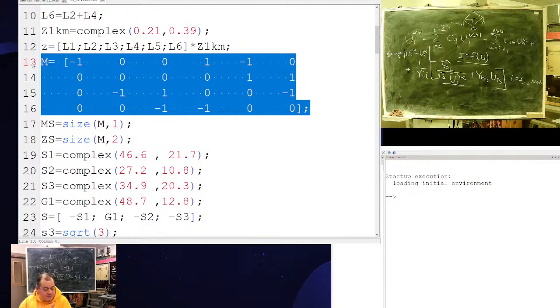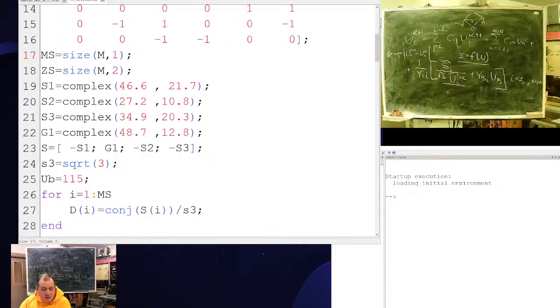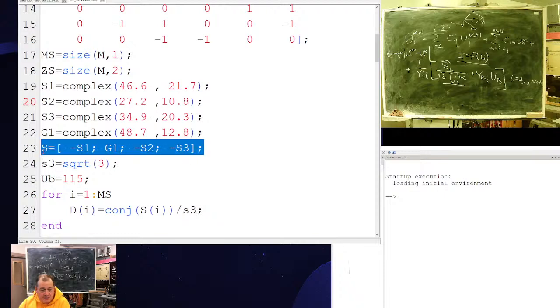Familiar matrix M, branch nodes. MS is number of nodes, number of branches. Here, loads and generation. S from loads, it's load: active, reactive, active, reactive, active, reactive. Here I'm composing the vector of powers. Loads are going with minus sign, generation with plus sign.